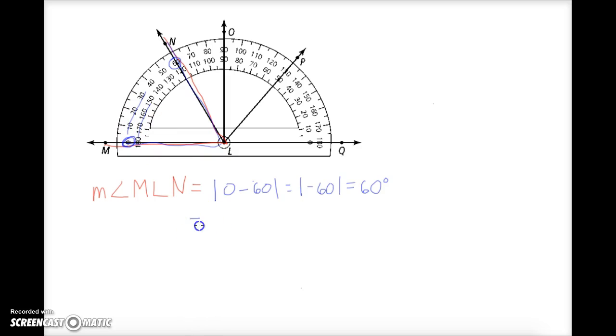So we could also say that our first ray, LM, can be paired with 180. And the second ray can be paired with 120. So we have the absolute value of 180 minus 120, which is just equal to the absolute value of 60, which is also just equal to 60. So no matter which row of numbers we use to measure that angle, we will get the same measure.